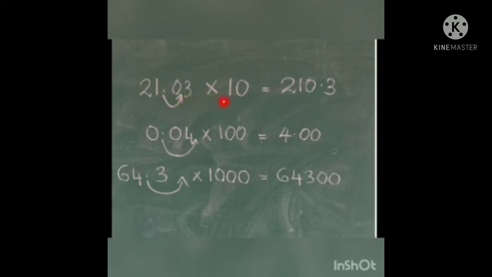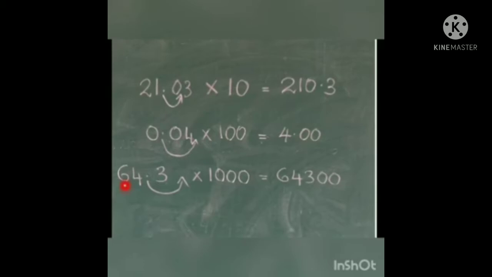Then what will we get as the answer? When this point comes here, what is it? 210.3. Look at the next example. 0.04 into 100. In 100 we have 2 zeros. So keep in mind, we are multiplying. So the decimal point should move to which position? To the right position. And by how many places? Since in 100 we have 2 zeros, it should move by 2 positions. That is, this point shifts to the right to here, and we get the answer 4.00. That is 4 itself.